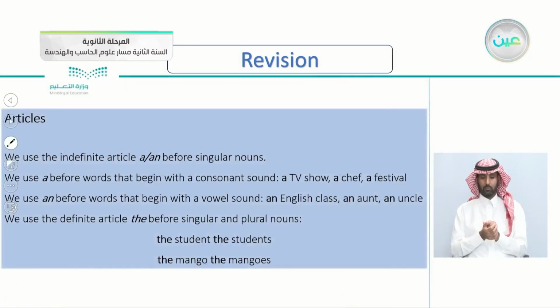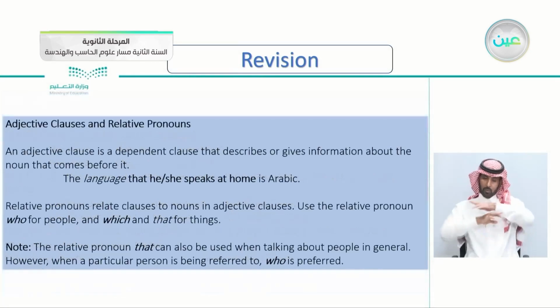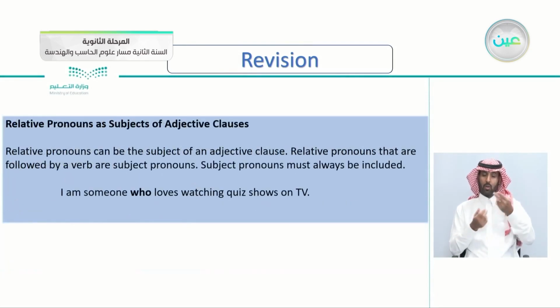Excellent. And if you remember, we took previously the articles using a, an, or the before singular nouns, and the before subjects that are one of a kind, and also with oceans, seas, and rivers. And we took the adjective clauses and relative pronouns, and also the relative pronouns as subject of adjective clauses.